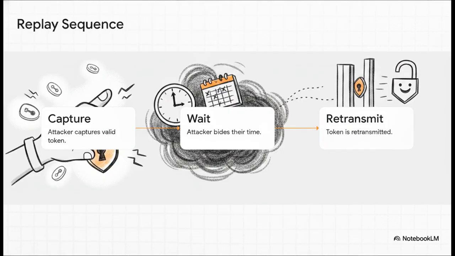The sequence here is incredibly simple, but man, is it devastating. Step 1, the attacker intercepts the token. Step 2, they just bide their time. Step 3, they retransmit that exact same token to slip right past the system checks. Why does it work? Because to the system, that token still looks mathematically perfectly valid.